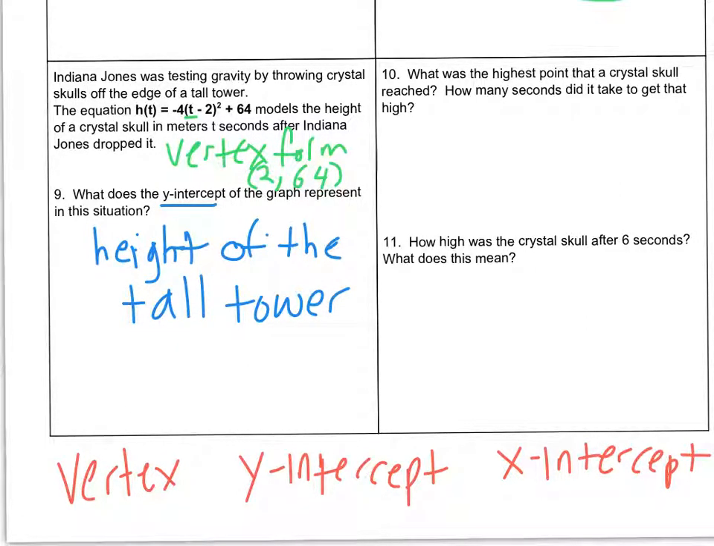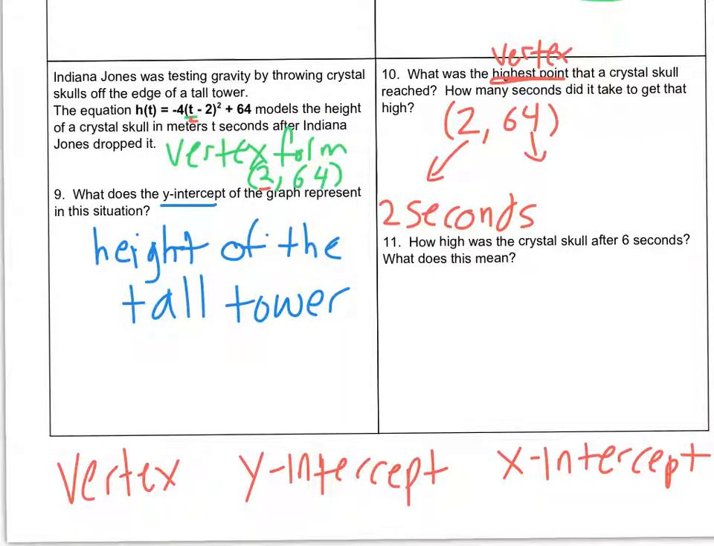What is the highest point that a crystal skull reached? Okay, as soon as I see highest point, I want to think vertex. How many seconds did it take to get that high? This is asking for both parts of the vertex, so we have to figure out what these things mean. We know that the x value is going to be t, that's going to be seconds. So it takes 2 seconds to get that high, and the output is going to be how high it is, and that's 64 in meters.